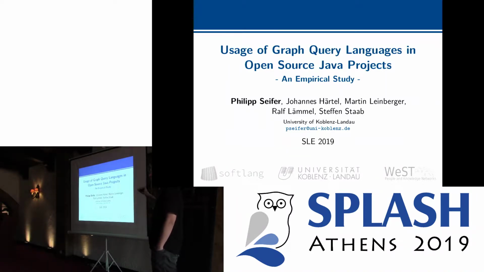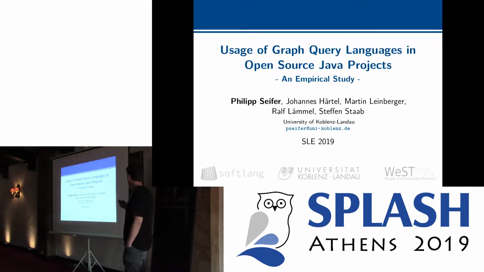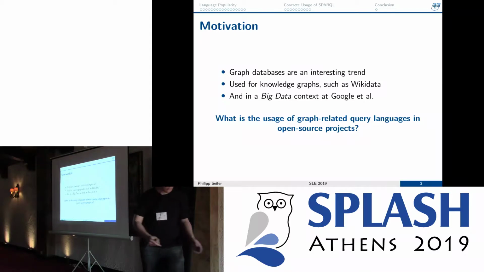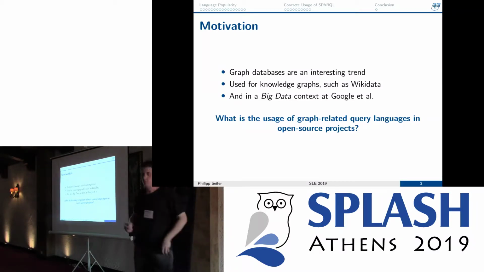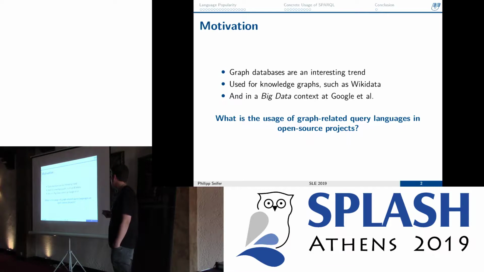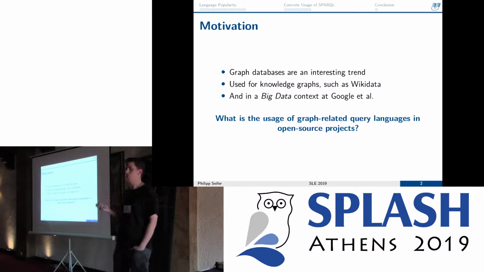I will present the results and the methodology of our study on the usage of graph query languages in open source GitHub projects. And as a motivation, we probably all know that graph databases are kind of an interesting trend right now, and they're used in knowledge graphs, for example, like large open knowledge graphs such as Wikidata, but of course also in any kind of big data context at various companies.